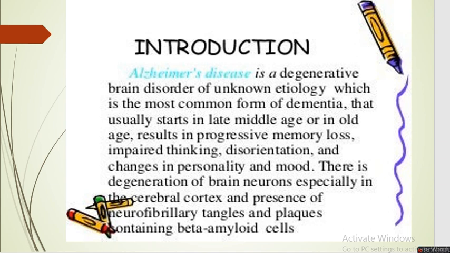Alzheimer disease is a degenerative brain disorder with unknown etiology. It can be due to age, infection, trauma, or stroke, but most of the time it is of unknown etiology, and it is the most common form of dementia. It means that in this disease dementia is very common. Dementia itself is a symptom, so what is a very common cause of dementia? Alzheimer disease. If someone develops dementia-type symptoms or clinical features, you can think about Alzheimer disease.